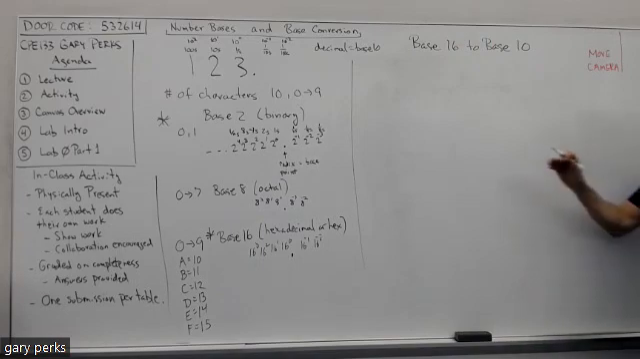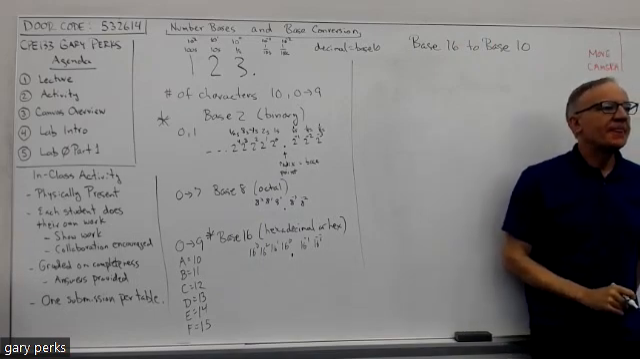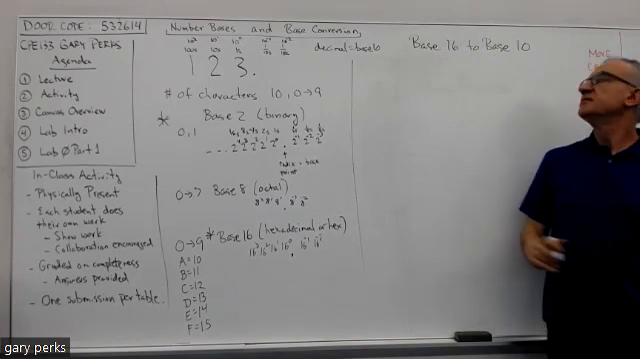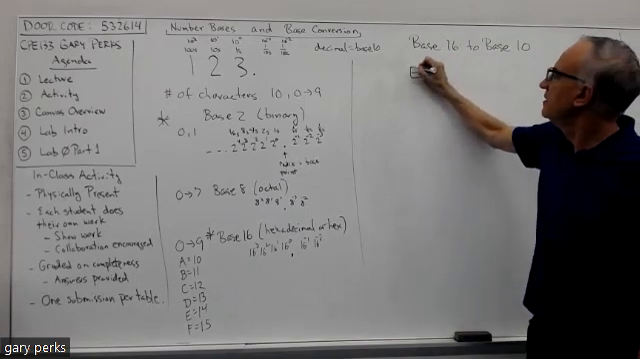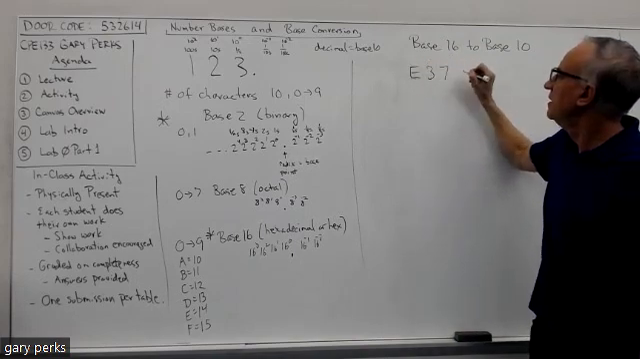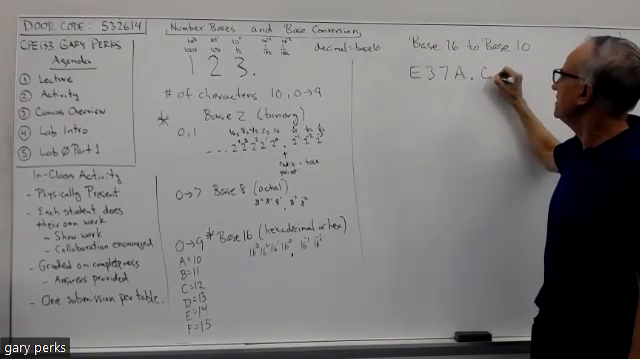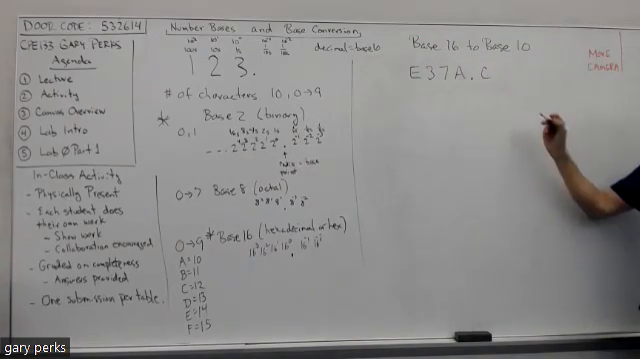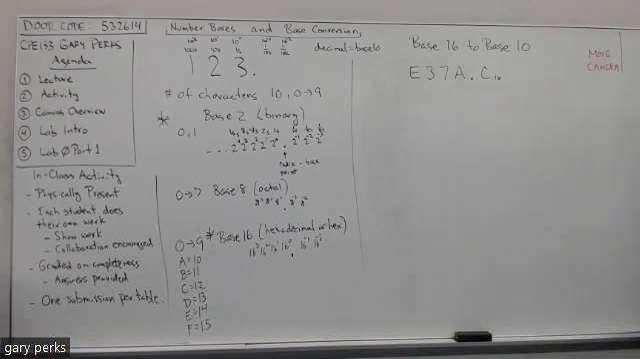Give me a 4-character hexadecimal number that has some letters. Doesn't have to be all letters, but include some valid letters. E37A. Okay, and then we'll put a radix point and we'll put a C. So this is base 16, and I want to go to base 10.